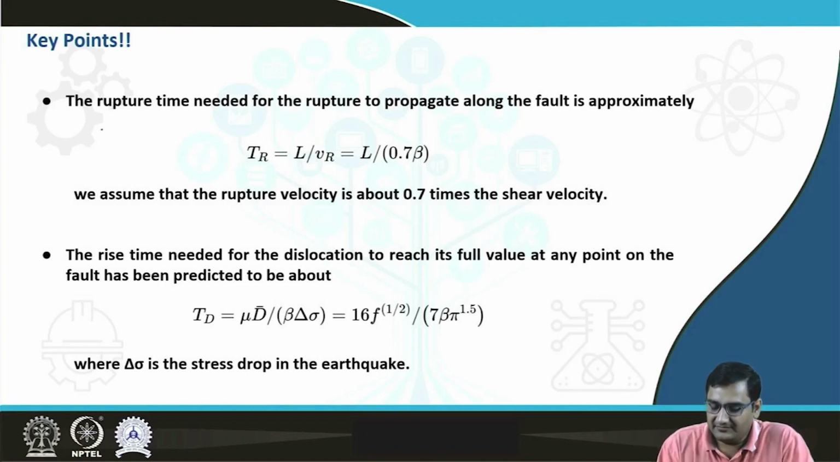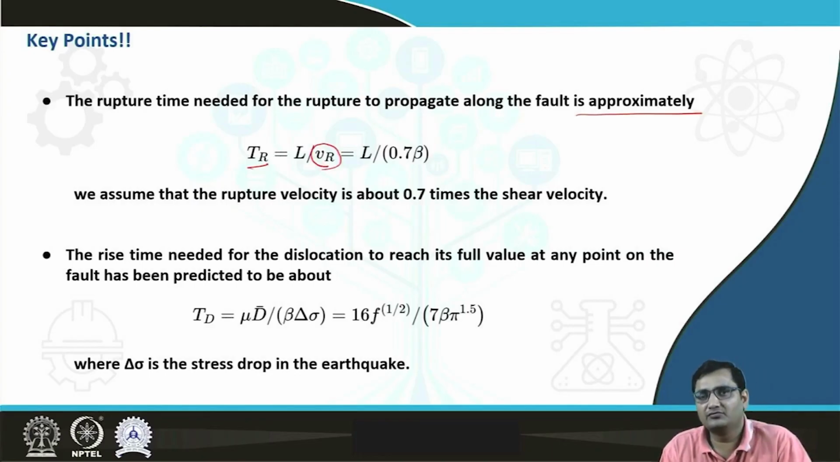The rupture time needed for the rupture to propagate along the fault is approximately Tr equal to L upon Vr. This Vr can lie between 0.6 times the shear wave velocity to 0.9 times the shear wave velocity. So here they have taken a value of L upon 0.7 beta. So what we are assuming here is that the rupture velocity is about 0.7 times the shear velocity.